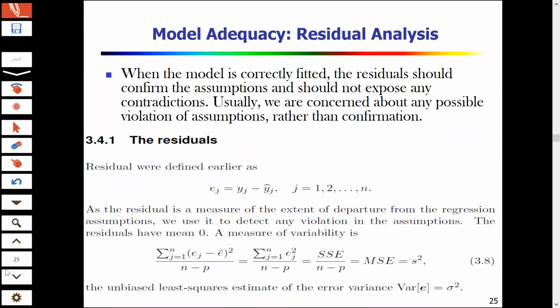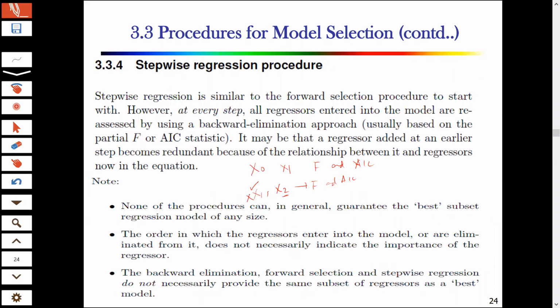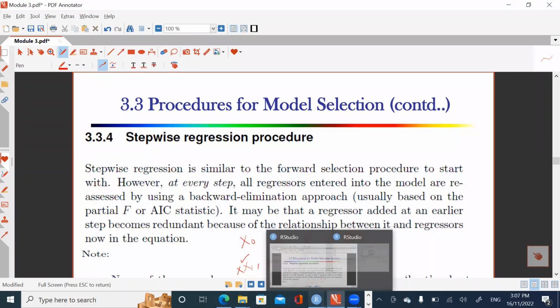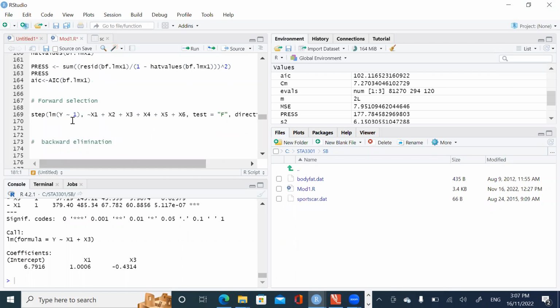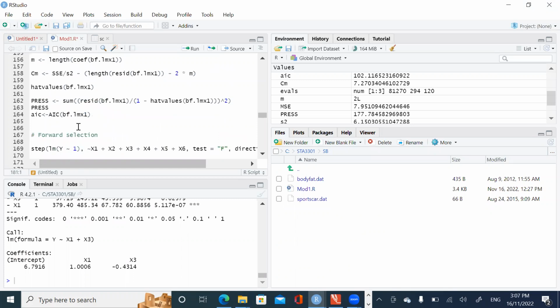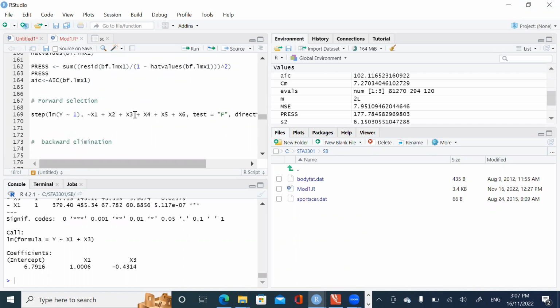Okay, so now I'm going to show you how we can use R to do forward selection, backward elimination, or stepwise regression. Let me go back to my R code here. I'm using the body fat data set. Here our variables are only x1, x2, and x3. Here is the command, with the three variables x1, x2, and x3, and the direction here is forward.